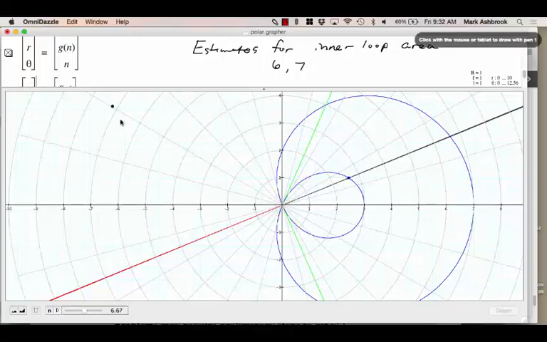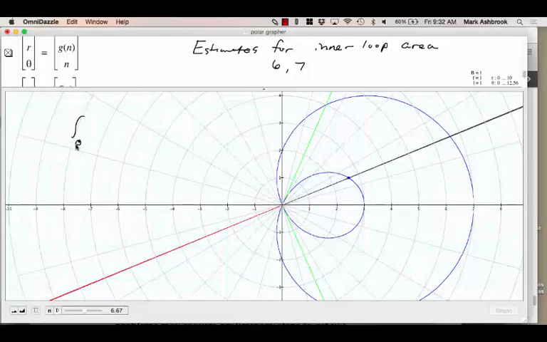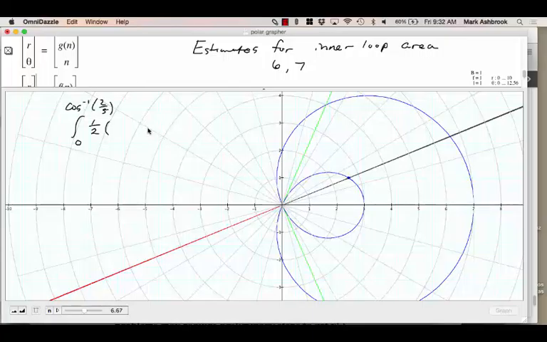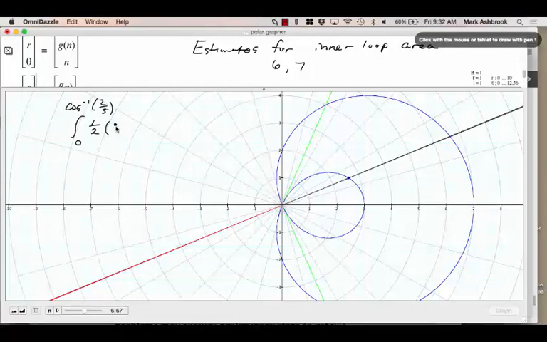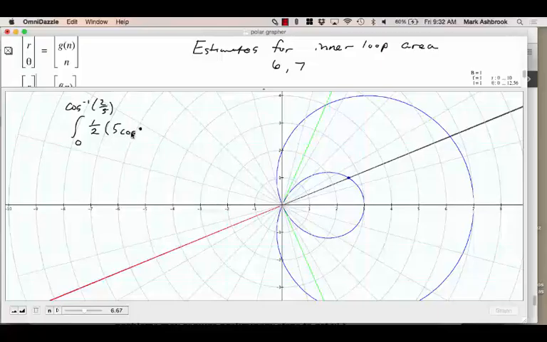So we're going to do the integral from 0 to cosine inverse of 2/5, 1/2 R squared. What's R? 2 cosine minus 5? 5 cosine minus 2? Is that right? Squared?